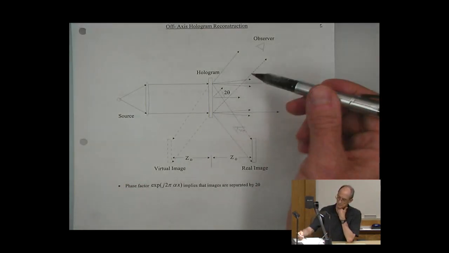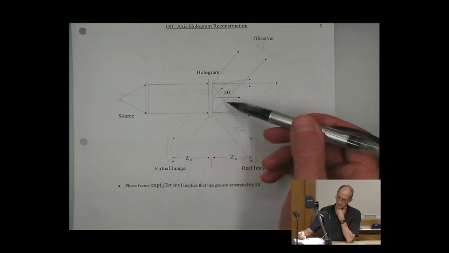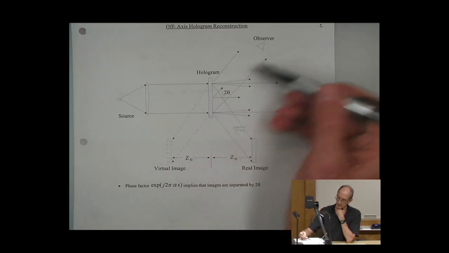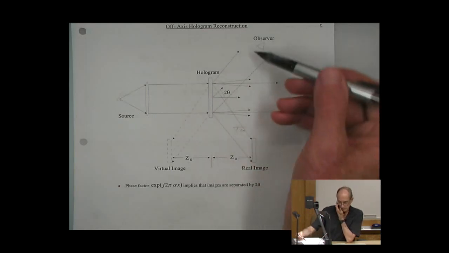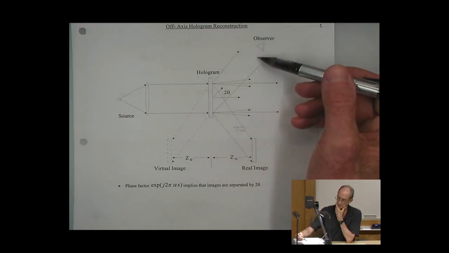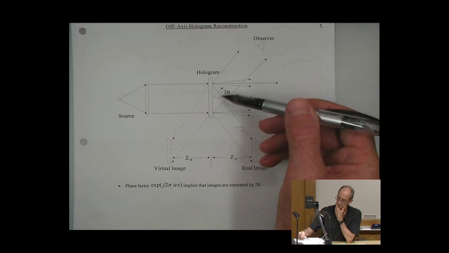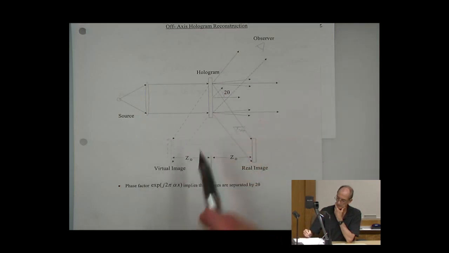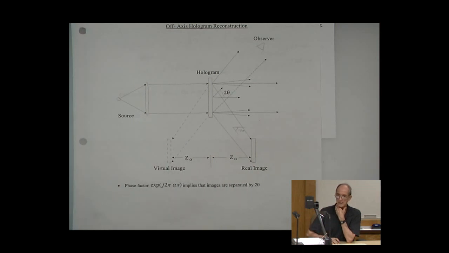So here, when we do that, the original object wave is going to be in this direction out here. And so if you were looking at that field coming out, those rays would converge to a virtual image located that distance z0 away from the film plane. All right.